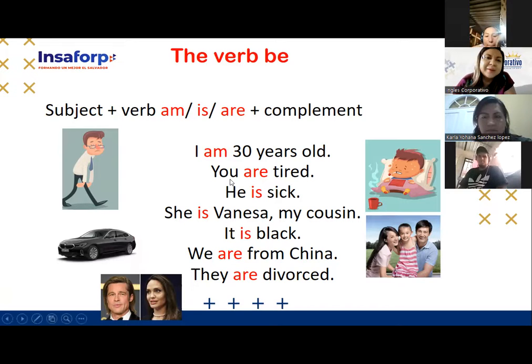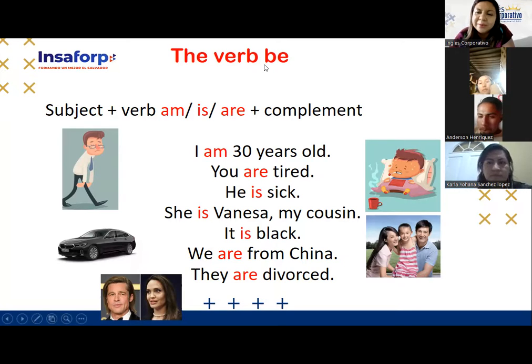Para hacer las oraciones usando el verbo be, que es el primero que aprendemos, esta es la estructura. Sujeto, el verbo y el complemento. El verbo, la forma del verbo to be, que son tres, ¿verdad? Am, is, are. Depende del sujeto, así voy a usar. Y aquí están los ejemplos.